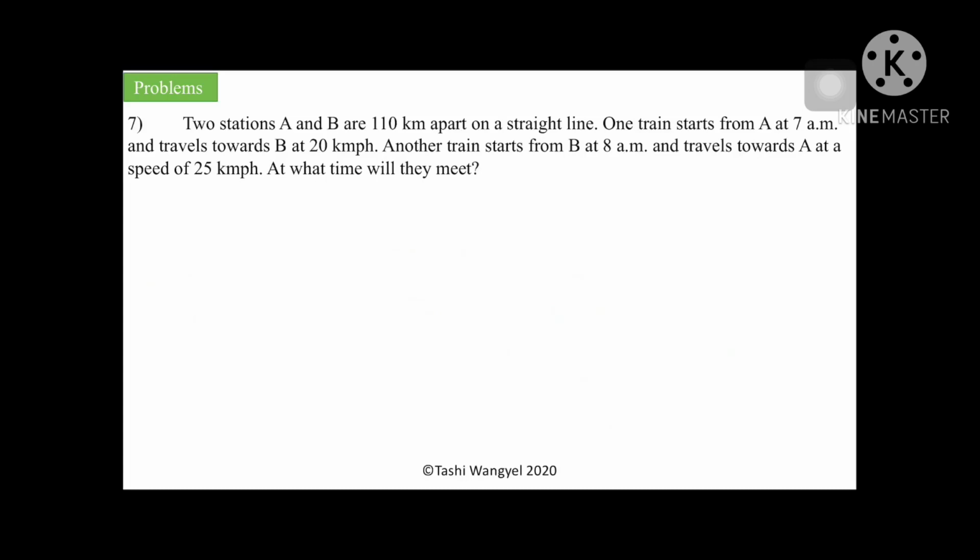Two trains A and B are 110 km apart on a straight line. One train starts from A at 7 a.m. and travels towards B at 20 km per hour. Another train starts from B at 8 a.m. and travels towards A at a speed of 25 km per hour. At what time will they meet?